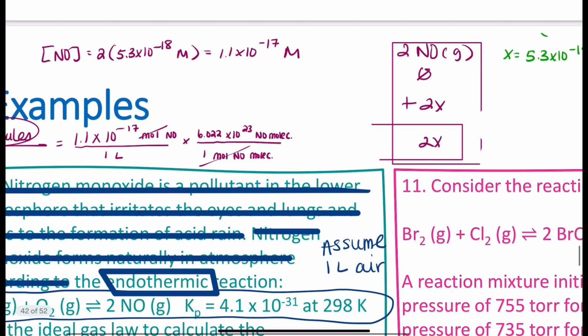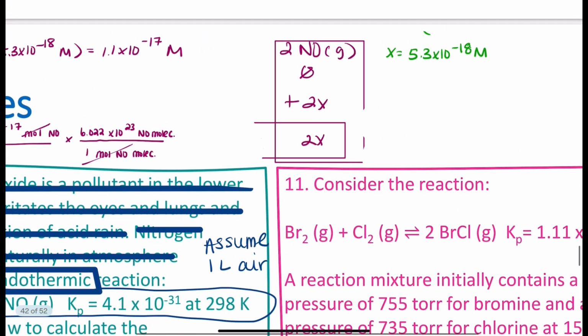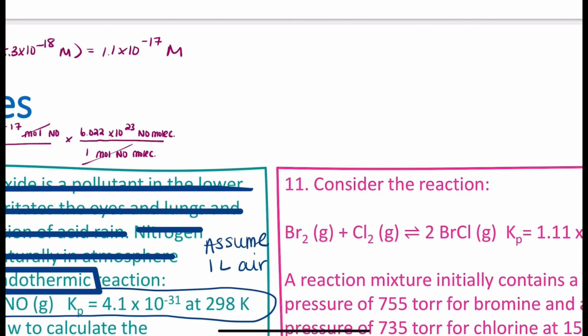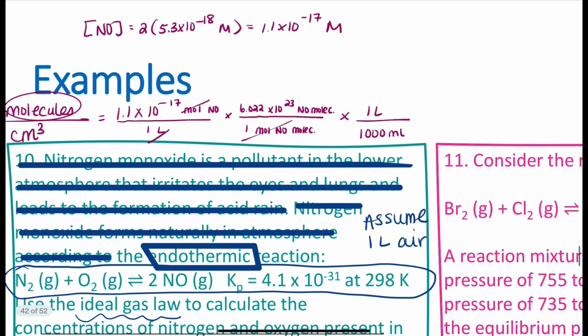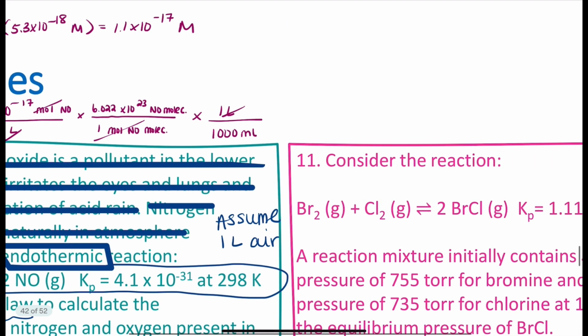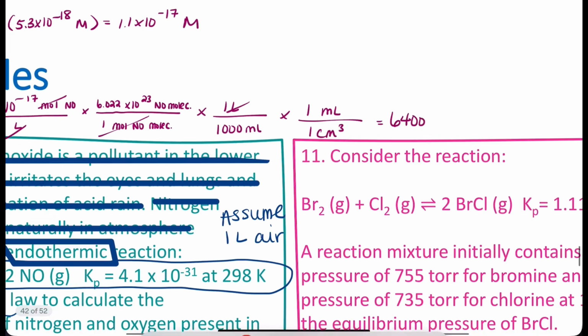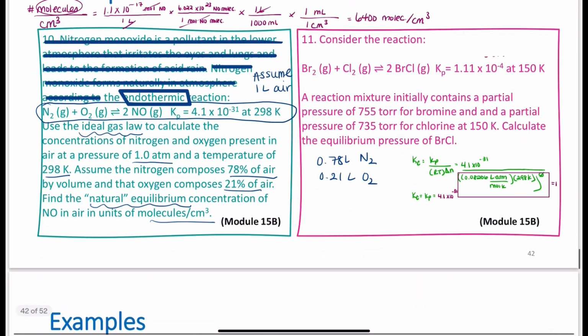Now I just need to get to centimeters cubed. Centimeters cubed is a unit of volume. So is liters. I know that 1 liter is 1,000 milliliters. That cancels my liters. And I know that 1 milliliter is 1 centimeter cubed. Calculate that out, and based on sig figs, I need two sig figs: 6,400 molecules per centimeter cubed. I'm going to write that down here in the tiny little space we have. Actually, wait.